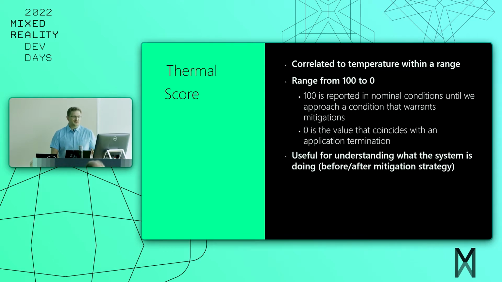The thermal score is useful for understanding what the system is doing more than implementing a mitigation, unless you're feeling very adventurous. So you can use this, for example, to run your application in the environment you think it's going to run in and monitor the thermal score to see how it's reacting, and then deploy a different version with your mitigations and make sure that the reaction has changed the way that you expected.